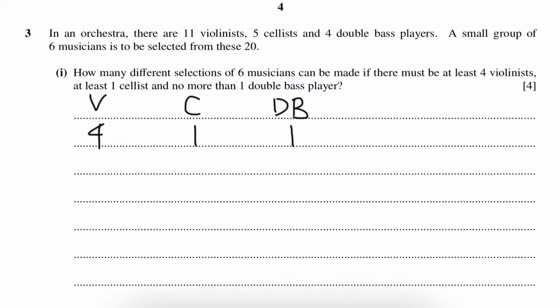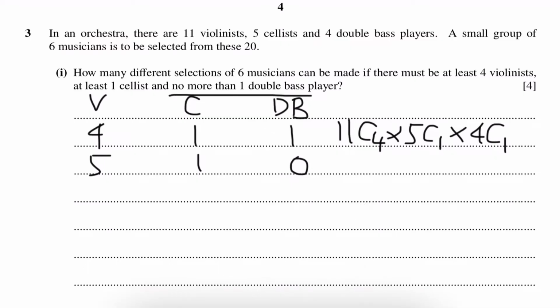So this will be, out of the 11 violinists, you will choose 4. Out of the 5 cellists, you will choose 1. And out of the 4 double bass, you will choose 1. Next, you can also have 5, 1, 0. Technically, no more than 1 double bass player can mean 0. And you can also have 4, 2, and 0.